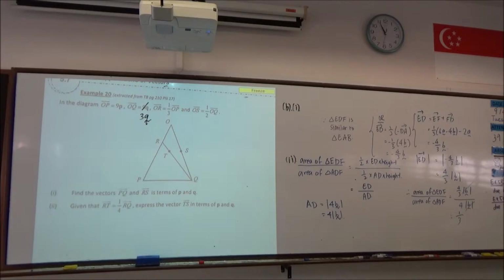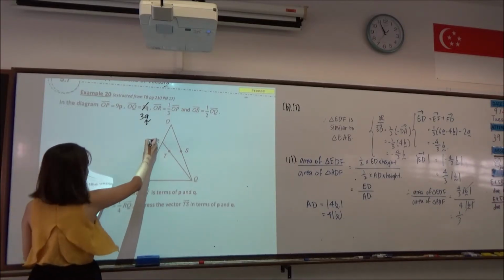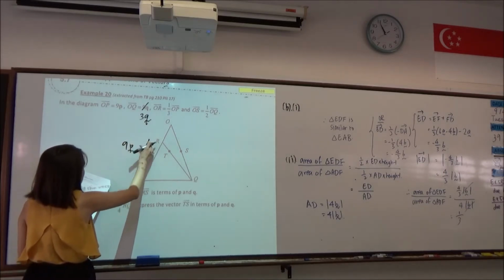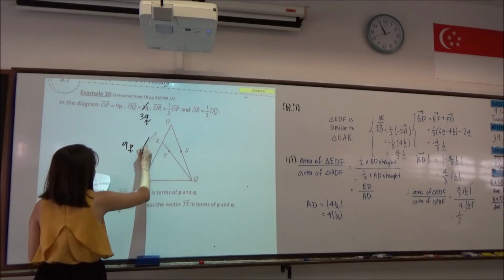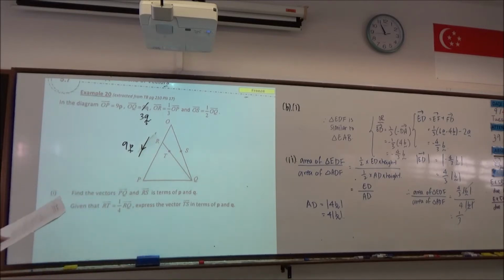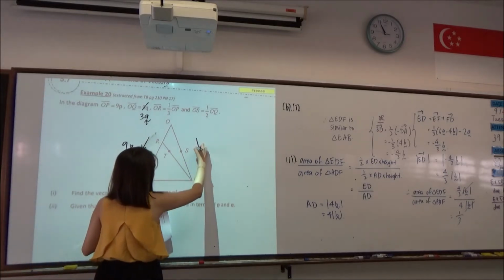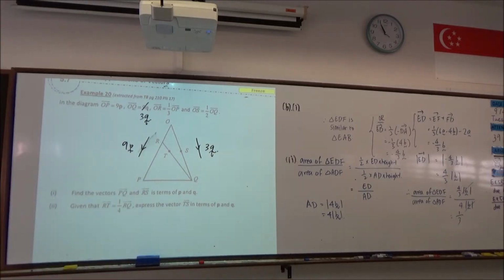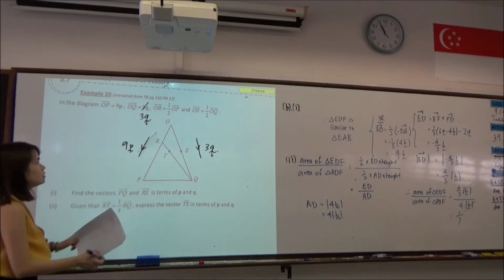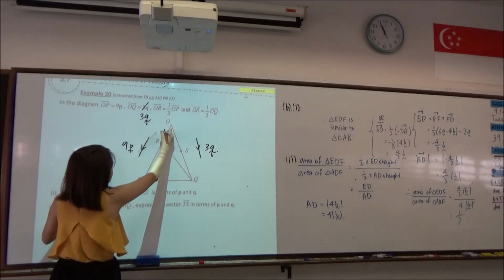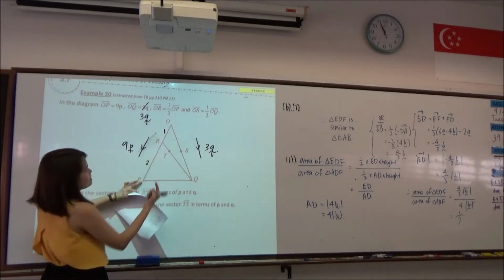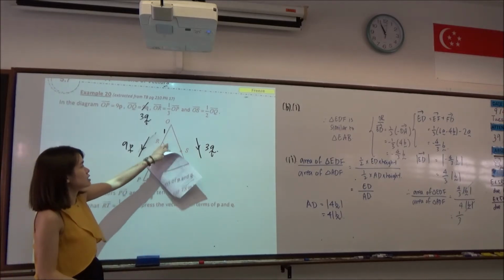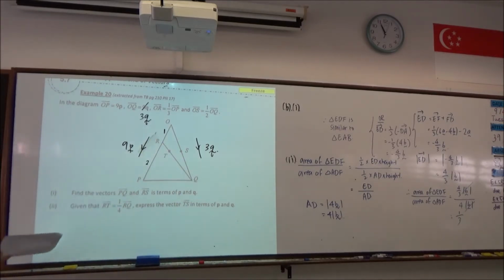So the question says that OP is given to be 9P. Let me just express it here. And then after that, OQ is given to be 3Q. And then it says that OR is 1 third of OP. So this means that this has a ratio 1 is to 2, because OP is the entire thing, it's 3 units. OR is 1 unit. So relative to PR, it is 2 units.